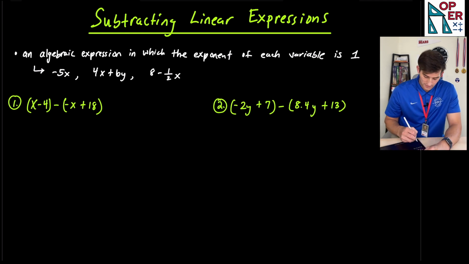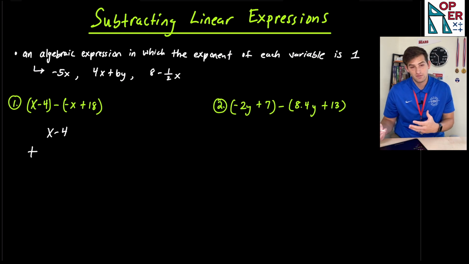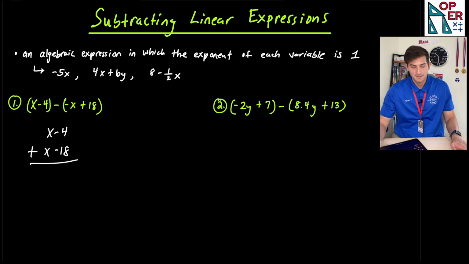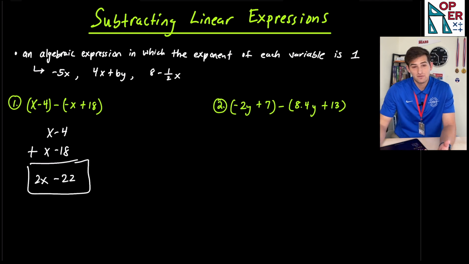If I apply that here to number 1, we would have x minus 4, and then we would do plus the opposite of what's in parentheses here. So instead of negative x, it would be positive x, and instead of positive 18, it would be negative 18. So we have x minus 4 plus x minus 18. Now we have x plus x, which would be 2x, and negative 4 plus negative 18, which would be negative 22. So we did that one vertically.